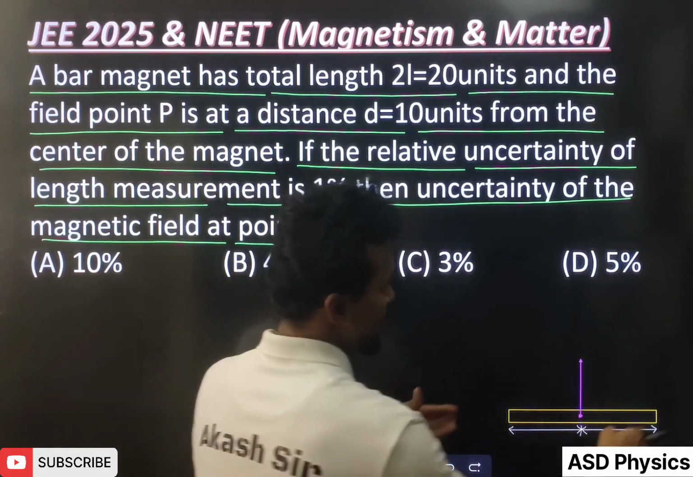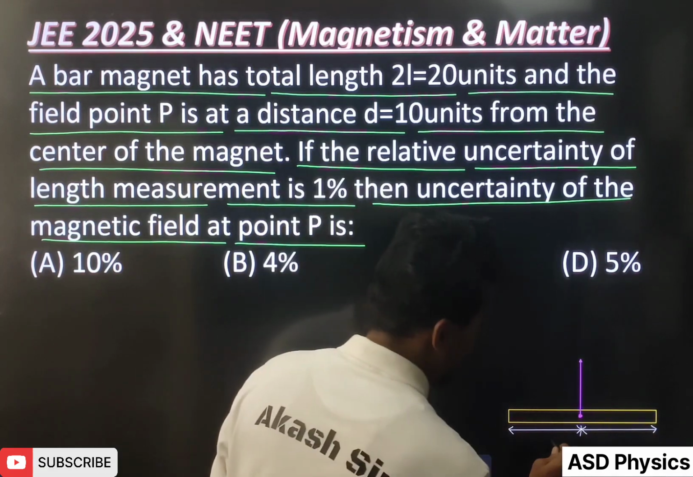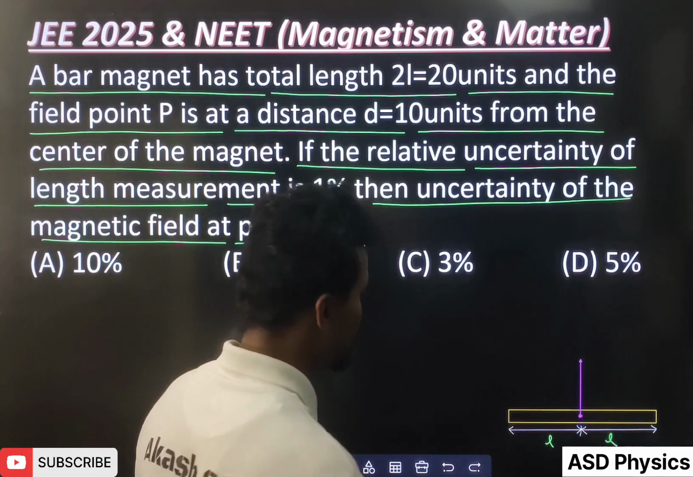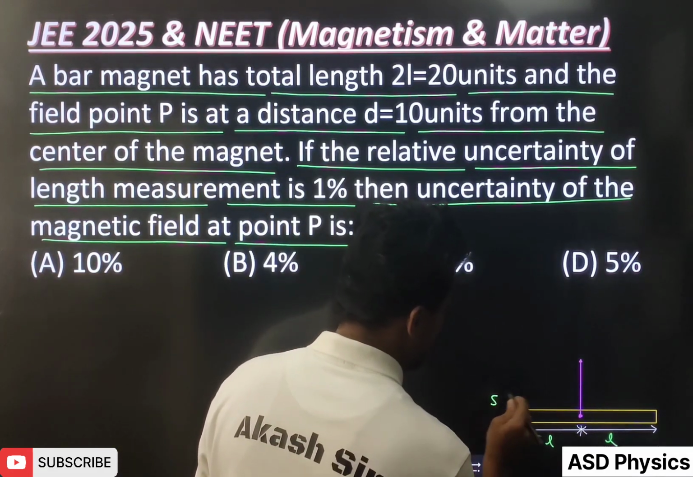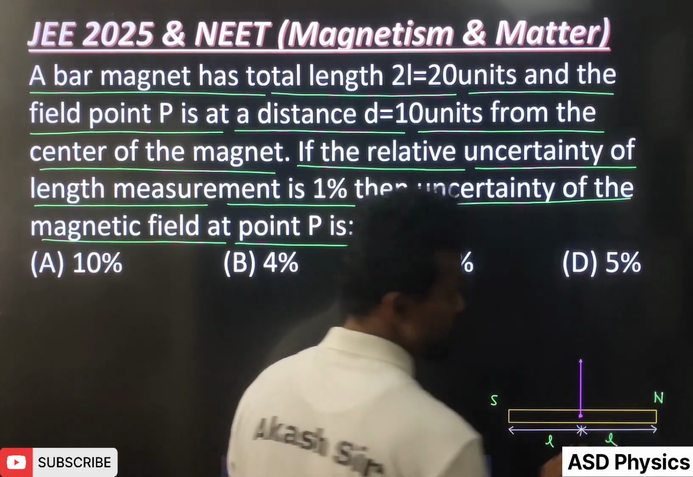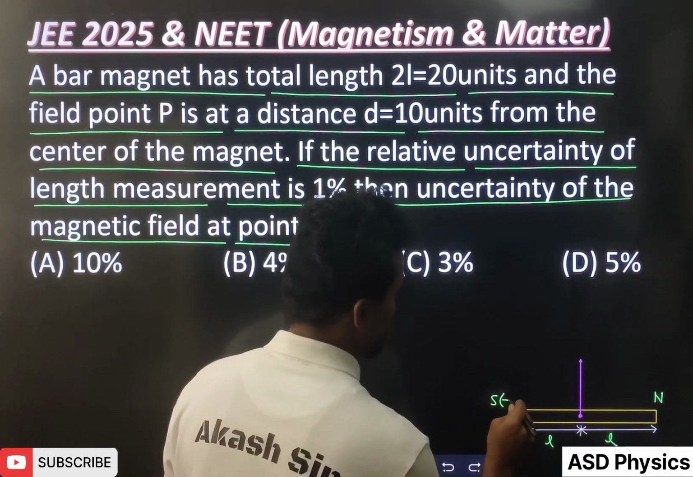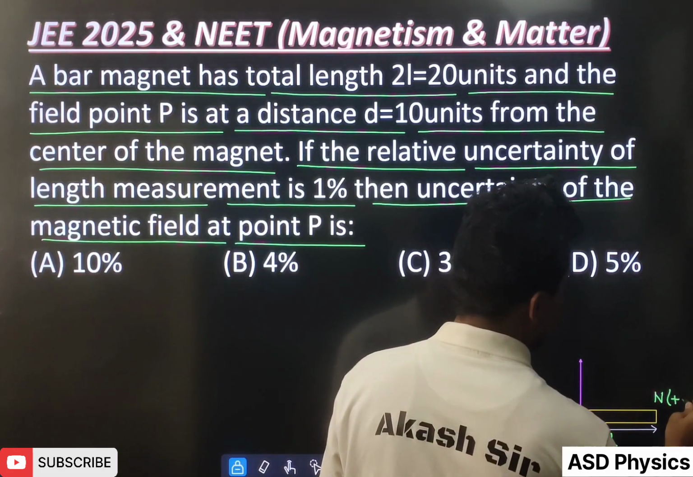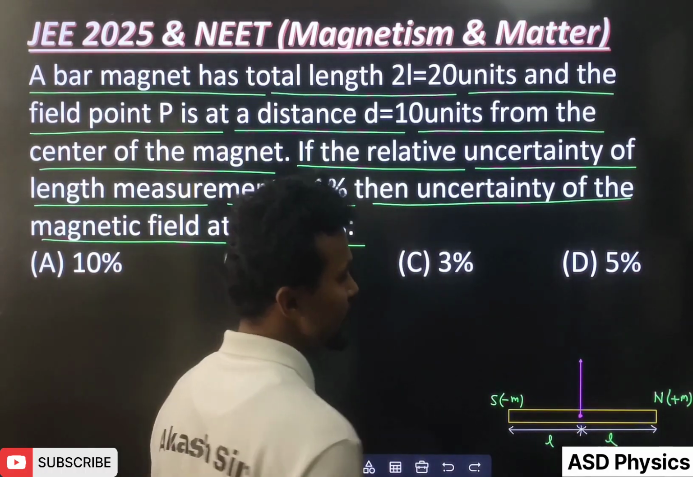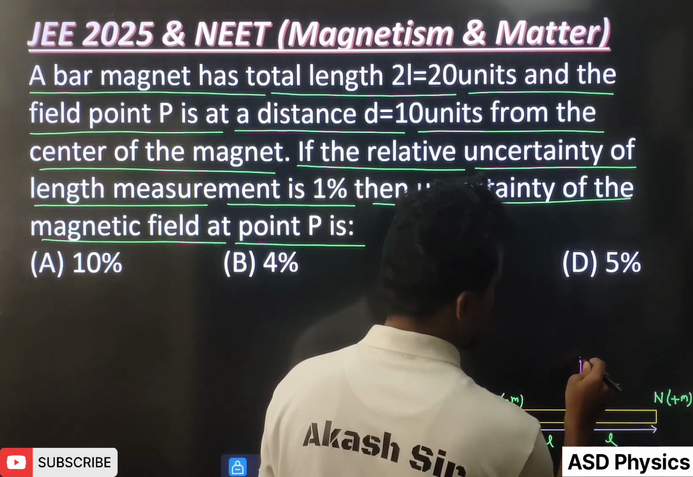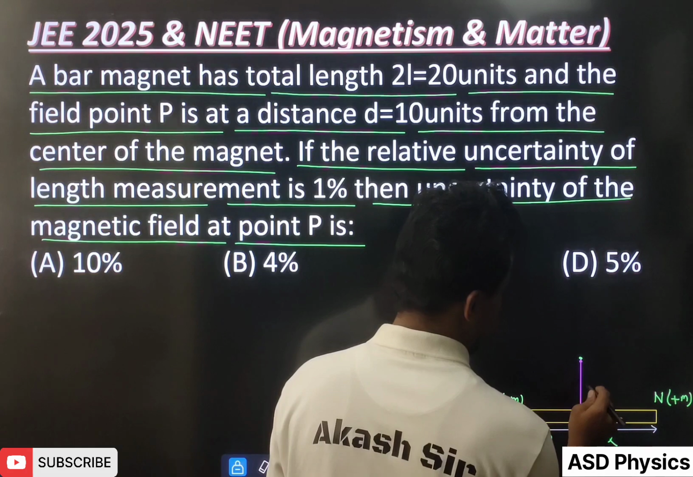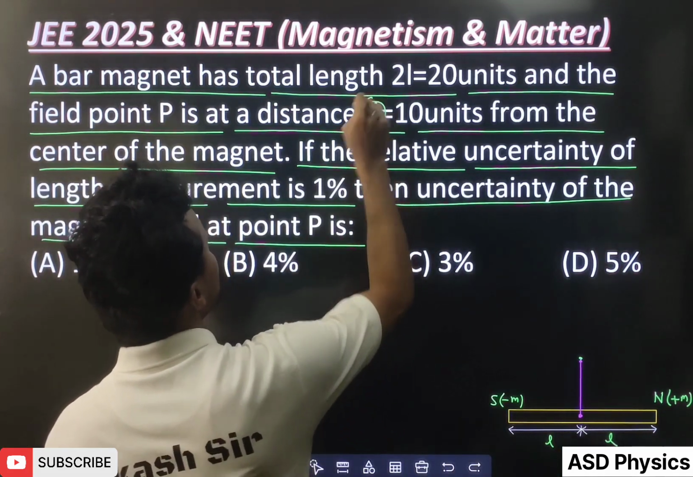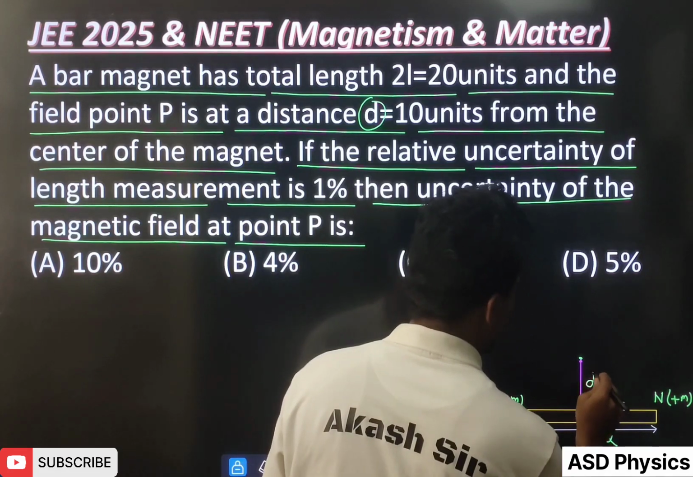Okay. So here, as the total length is 2L, let's take this length L, and this length also L. After that, I am taking this as the south pole and this as the north pole. The south pole I will represent with minus M, that is called the pole strength, and the north pole with plus M. And let's take the observation point somewhere here, at a distance D from the magnet, so I will write D here.